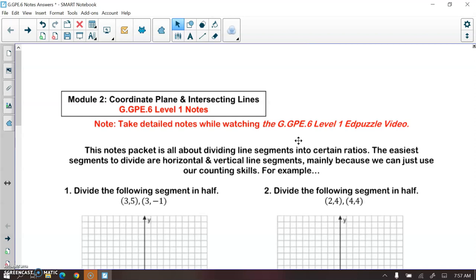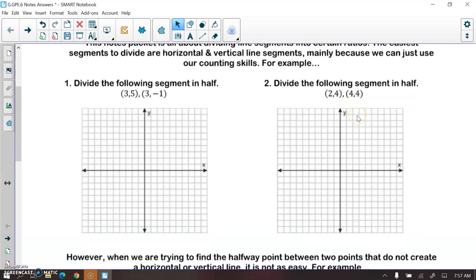use our counting skills. For example, if I asked you to divide the following segment in half, I'm going to graph this segment: (3, 5) and (3, -1). That's this segment right here.